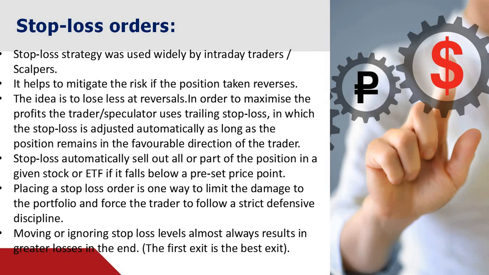A stop loss automatically sells out all or part of the position in a given stock or ETF if it falls below a preset price point. Placing a stop loss order is one way to limit the damage to the portfolio and force the trader to follow a strict defensive discipline. Moving or ignoring stop loss levels almost always results in greater loss in the end. Remember, the first exit is always the best exit.